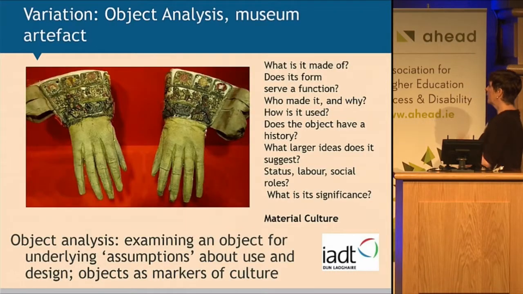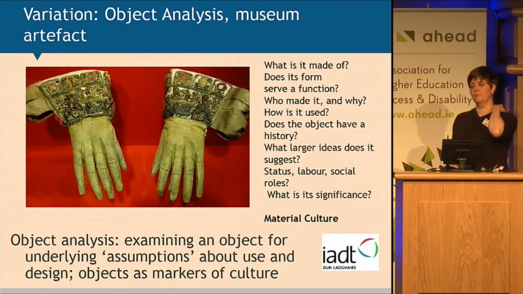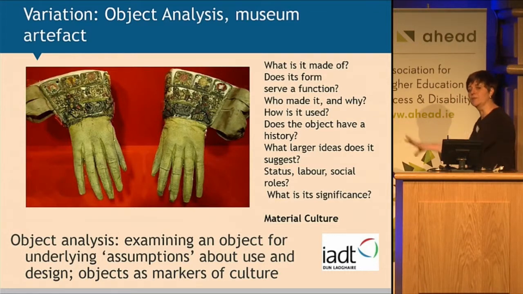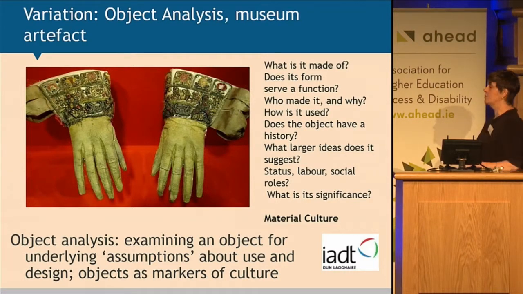And I do a variation of this on objects. So, under the notion of material culture, trying to get students to tackle their assumptions about what objects are used for, why they're designed the way they are, how objects become markers of culture. And I ask a specific set of questions, and I give them the material they need to answer those questions. So they always choose their own. We usually use a museum artifact. They always choose their own objects.